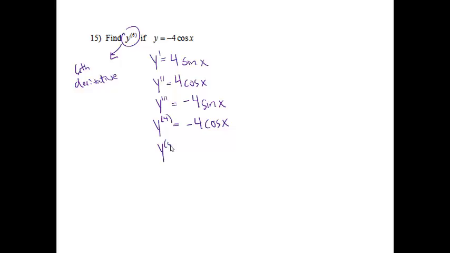And then the fifth derivative, the derivative of cosine is negative sine, so it will turn back into a positive 4 sine x. And then the sixth derivative, the derivative of sine x is cosine x, so we'll get 4 cosine x. And then that should do it for that one.